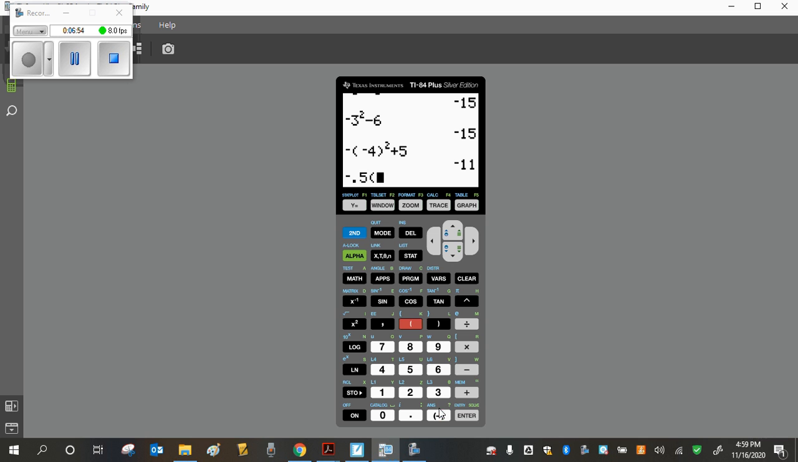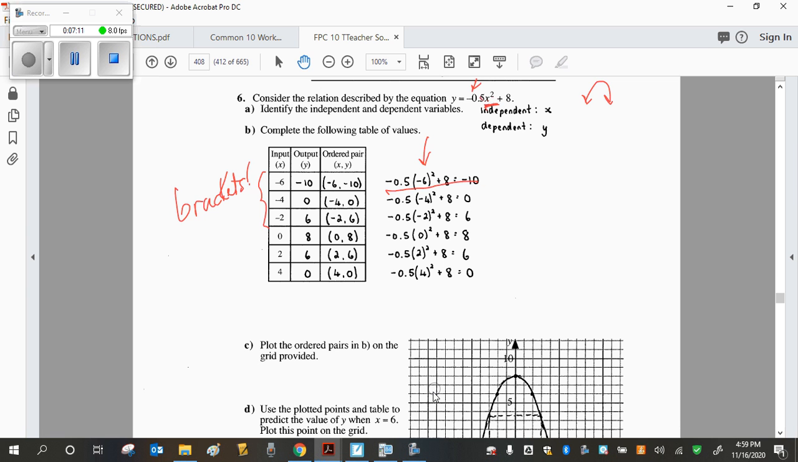Negative 6 is the first point. Keep it in brackets. Then your x squared, and then plus 8. That's how you punch it into your calculator, and your calculator will get it right every single time. So there's your negative 10. It's the exact same thing you do for these guys, and the zeros and the positives are a little easier, but still keep them in brackets to get into good habit.